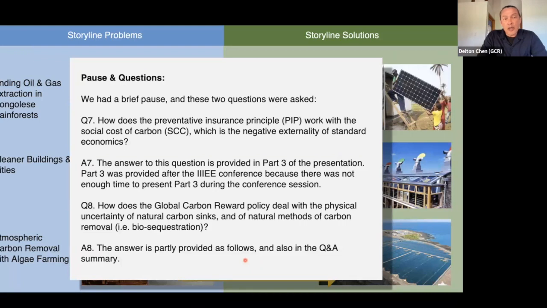Question 8. How does the global carbon reward policy deal with the physical uncertainty of natural carbon sinks and of natural methods of carbon removal? Well, actually, question 8 has 2 parts to it. One is carbon sinks and the global carbon budget, and the other is the project level assessment, measurement, reporting, verification of little projects or big projects. So just talking about the global carbon budget, the carbon sinks, the surface of the Earth, the vegetated surface, is a carbon sink on average.